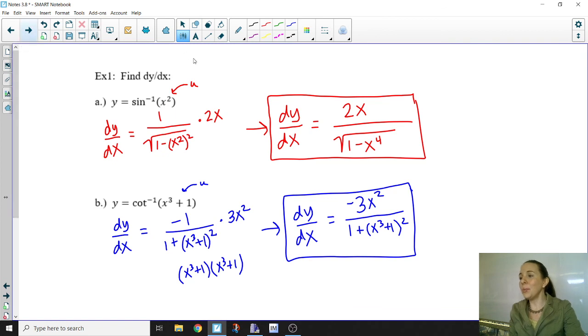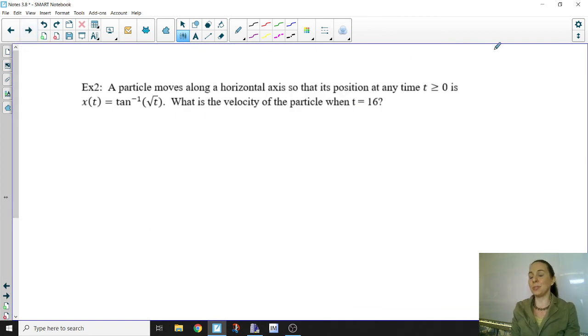One more, everybody. One more. We are almost done. Example 2. A particle moves along a horizontal axis that is positioned at any time t greater than or equal to 0 is given by x of t equals inverse tangent of the square root of t. The question is, what is the velocity of the particle when t equals 16? Velocity. Okay, so to get velocity, we need a derivative of the position function, right? A little bit of review of our rectilinear motion there. So we're going to take the derivative of this, and that will give us the velocity.